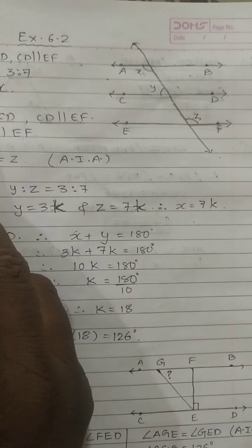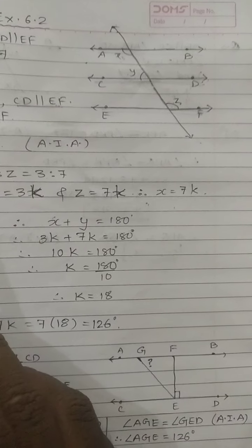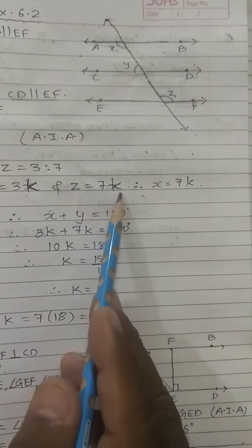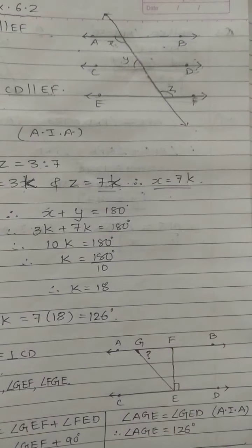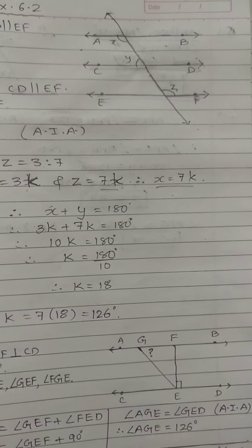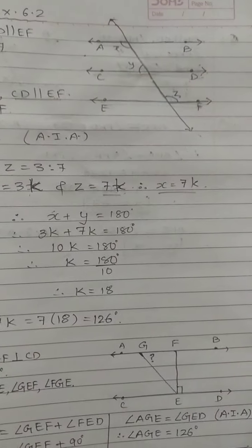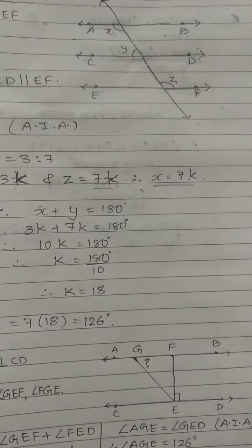But it is also given that the ratio of Y and Z is 3:7. So let us consider Y is equal to 3k and Z is equal to 7k. And if Z is equal to 7k, then X is also 7k. Why is it so? Because earlier we have proved that X and Z are equal. So if Z is 7k, then X is also 7k.